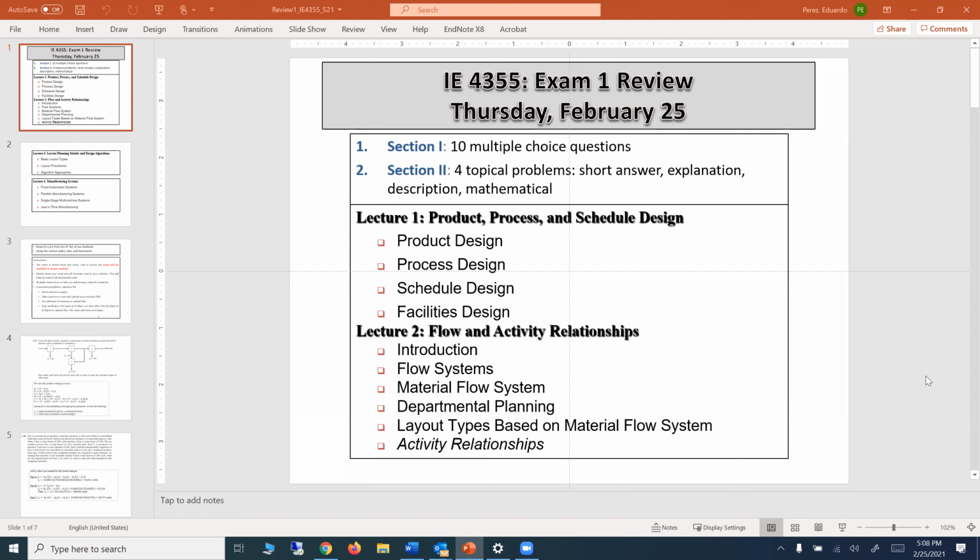So we started the discussion with lecture one, in which we cover product, process, and schedule design. There are multiple concepts. We discuss the differences between product design, process design, and schedule design, and we also introduce some of the concepts for facilities design.